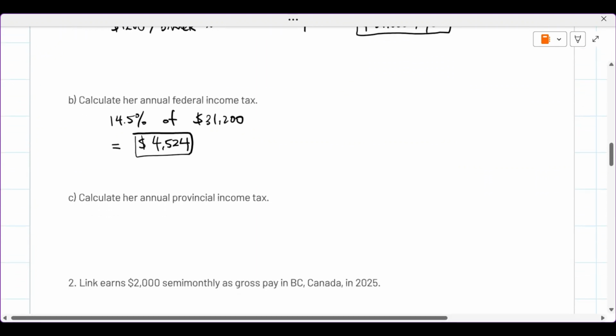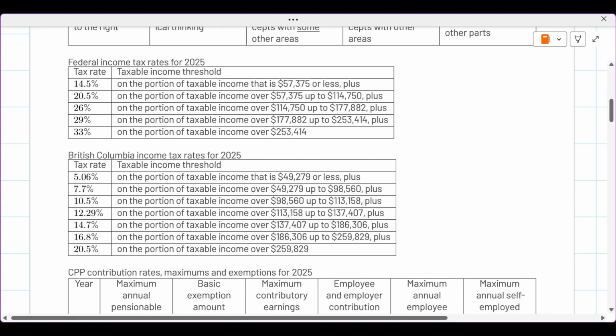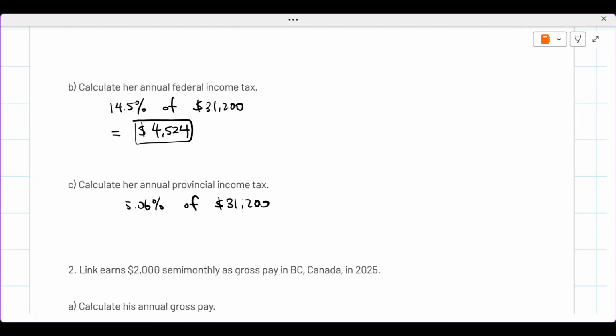Similarly, we need to find the annual provincial income tax. Same thing, we look at the tax brackets. Her income is less than $49,279, so the tax rate is 5.06%. So that's 5.06% of $31,200. Let's put that into the calculator once again: 31200 times 0.0506, and it's $1,578.72.